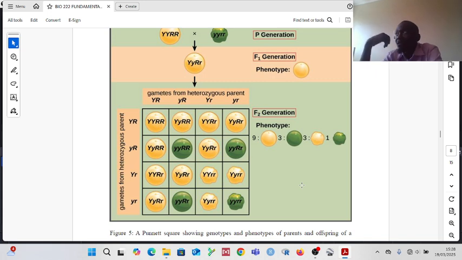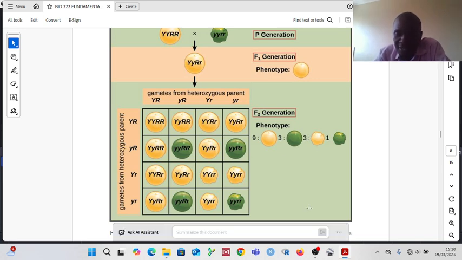So if you know the noise, I'm doing this from the university and we have a bit of student politics. So students are singing just outside a little. So let's pause for a minute. Let them sing and pass, then we continue. But as we do that, just have a look at this Punnett square. We'll continue in a minute.